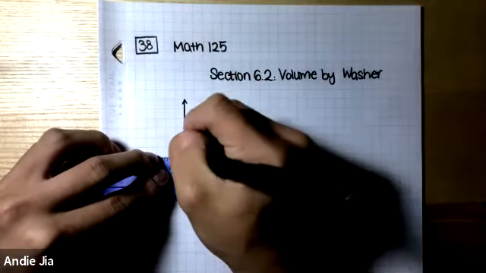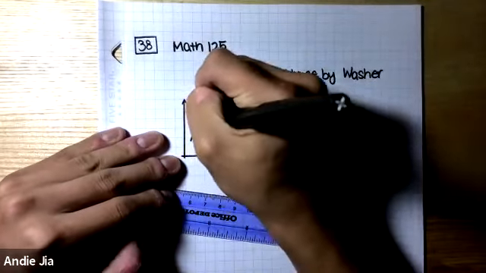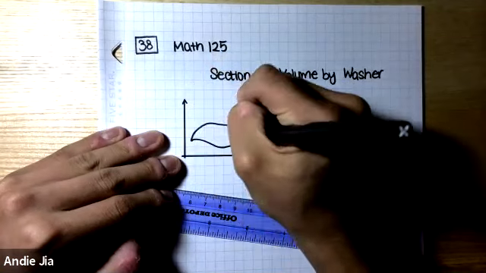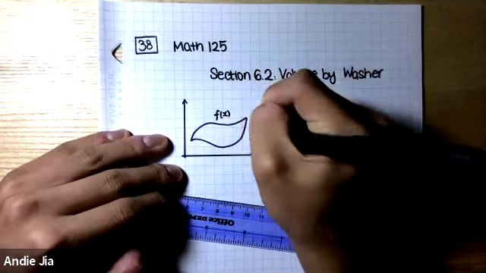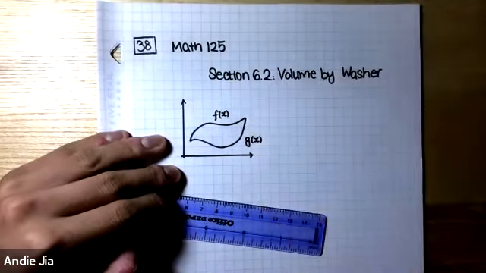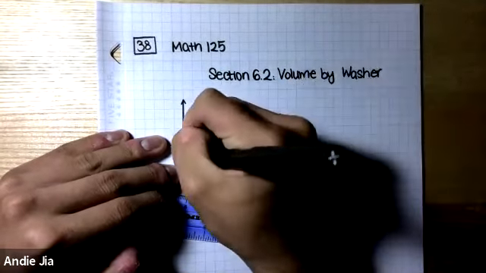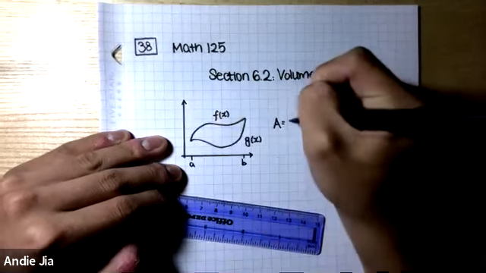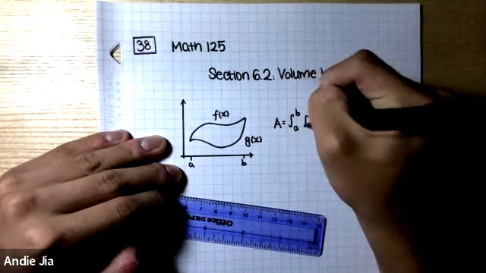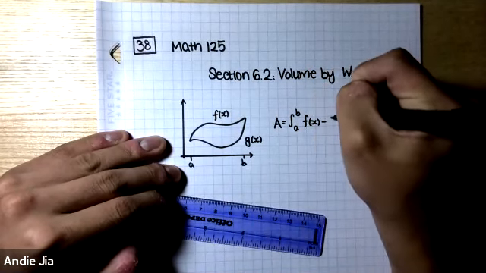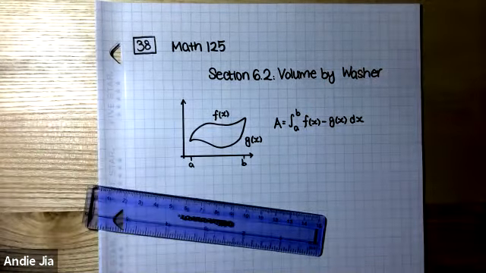Here is f of x and here is g of x. We know the area bound by the curves, here's a, here's b, is the integral from a to b of top minus bottom, f of x minus g of x dx. For now, I'm going to talk about volume.